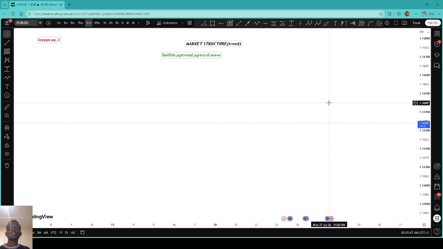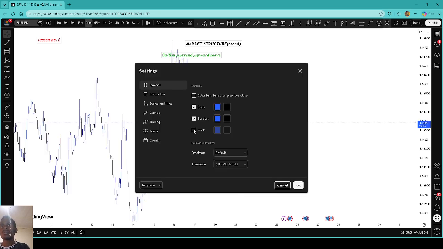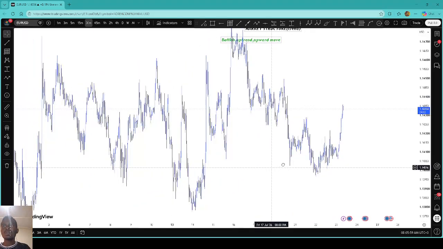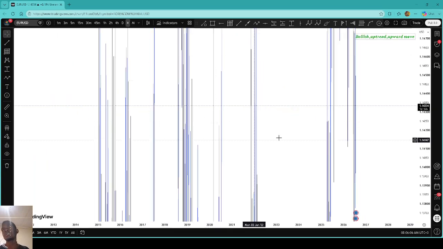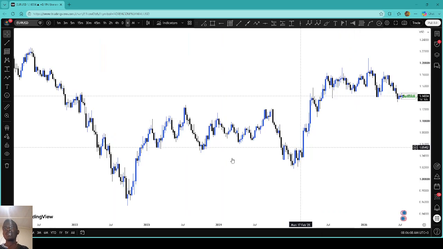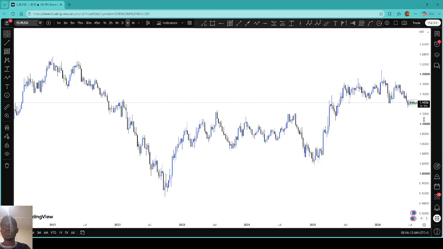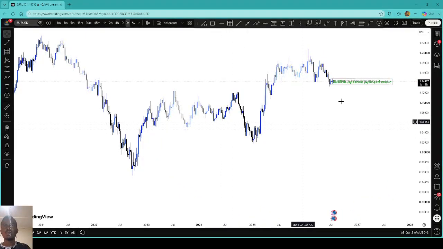So we're going to look at a bullish uptrend. I'm going to bring back the candles. Okay, this is a Euro USD chart. I don't know if you can see an uptrend in it. Yeah, very nice. Now, over here we can see a good uptrend in the Euro USD chart.